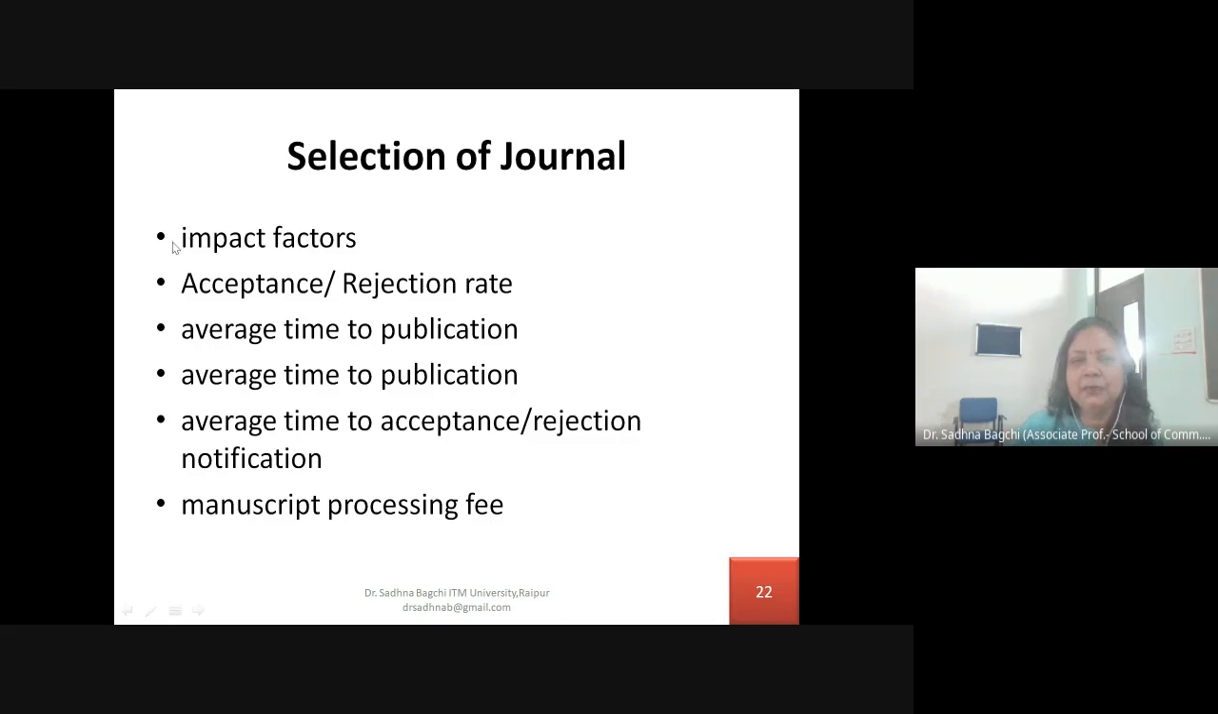For the selection criteria, accordingly you can select. I'm just stating some things, depending on which type of author you are. See the impact factor of the journals. Then the acceptance and rejection rate, meaning how many applications are coming to the journal and how many are rejected. If you are very new, then you select those with high acceptance rates, and your chances of selection will increase. Then the average time to publication, the average time to acceptance or rejection notification, and one economic factor also to be considered: the processing fee of the publication.